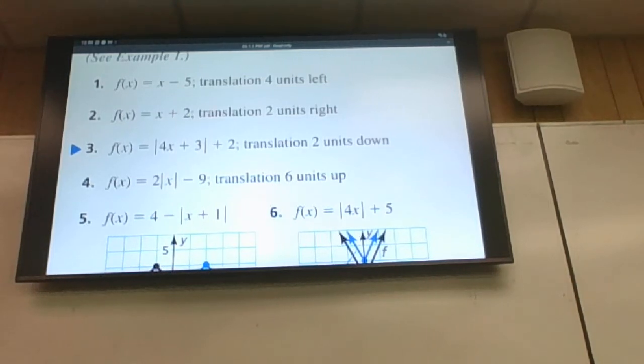Every single class yesterday wanted to do notes in class. So right and left, I want to put that number in parentheses with X. Since it's less, I have to do the opposite.